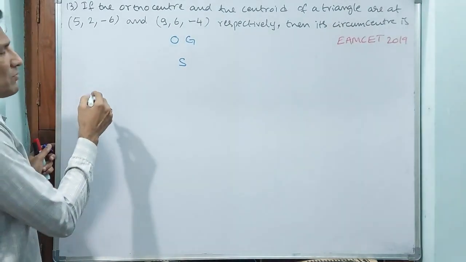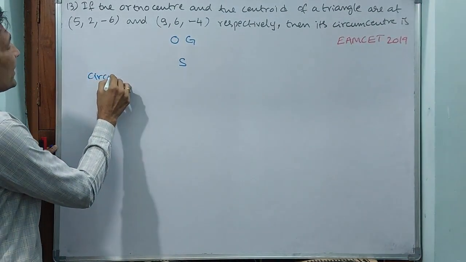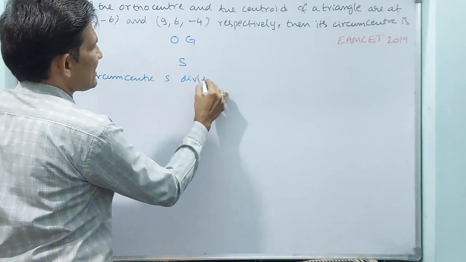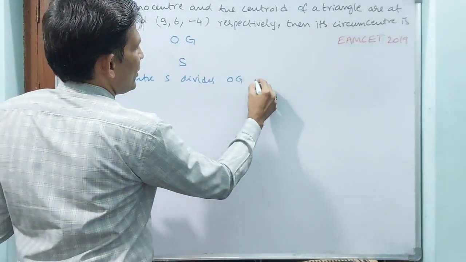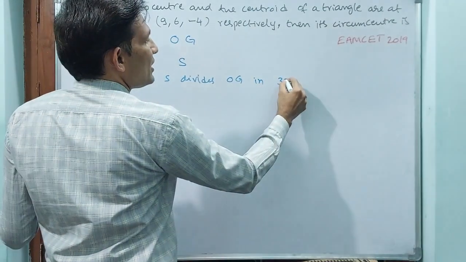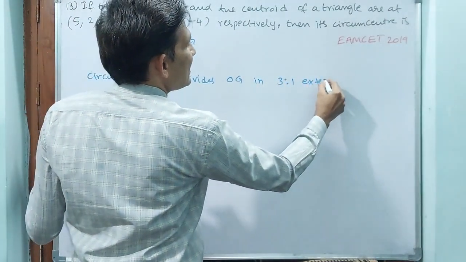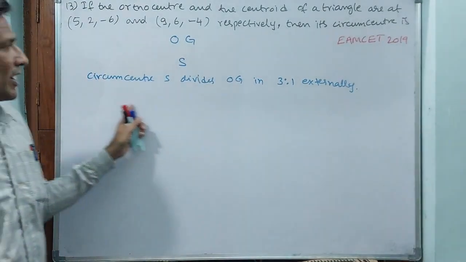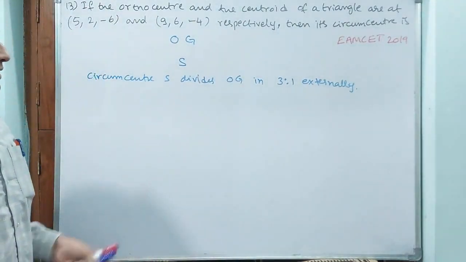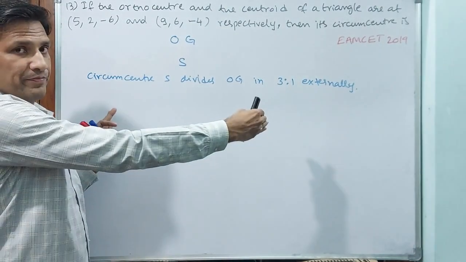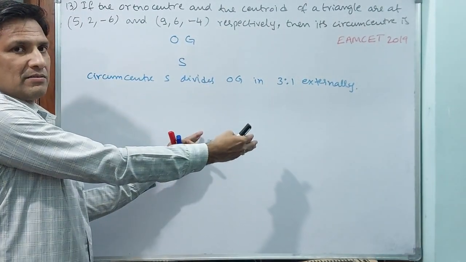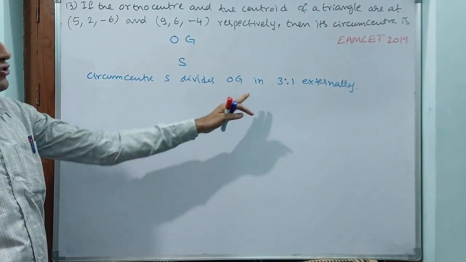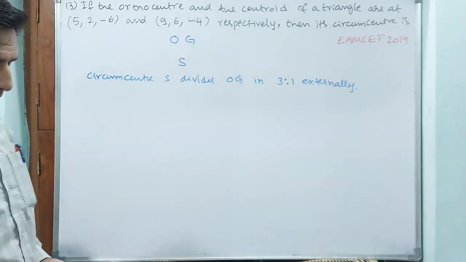Now, observe carefully what I am writing. The circumcenter S divides OG in the ratio 3:1 externally. Okay, this you have to remember. This is the formula. That means you have to take OG, the orthocenter and centroid. Then the circumcenter S divides OG in 3:1 externally. That is also something you have to remember.